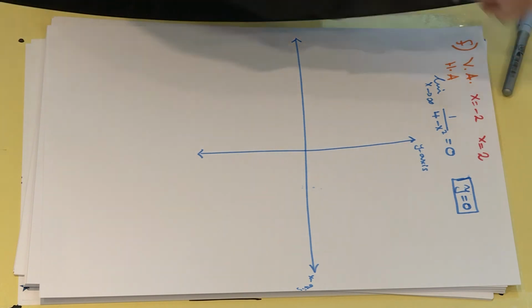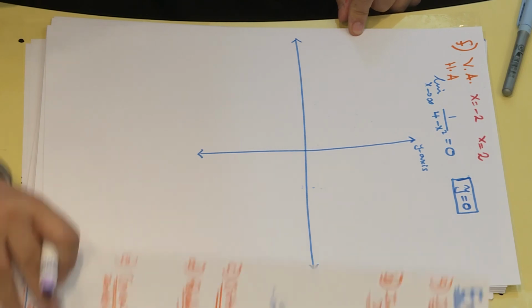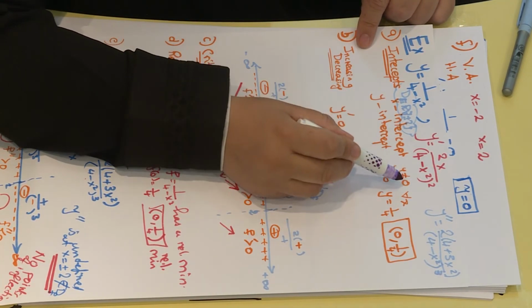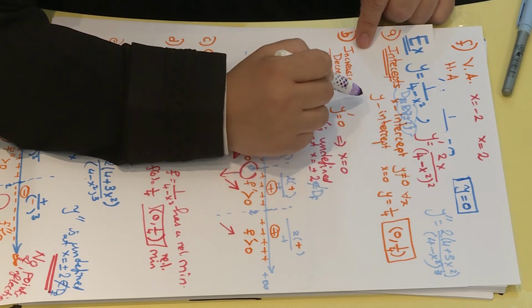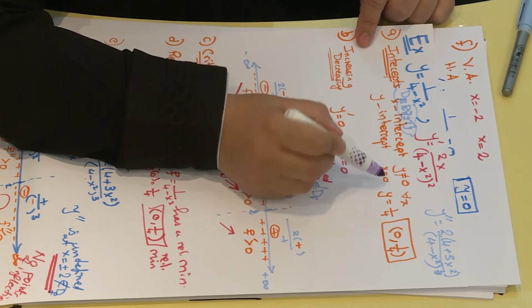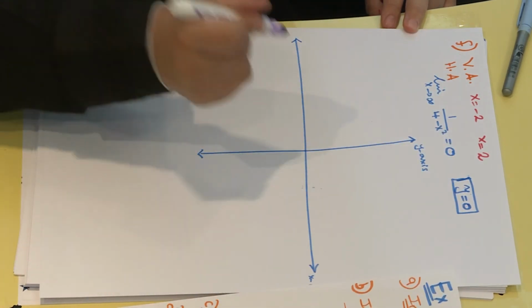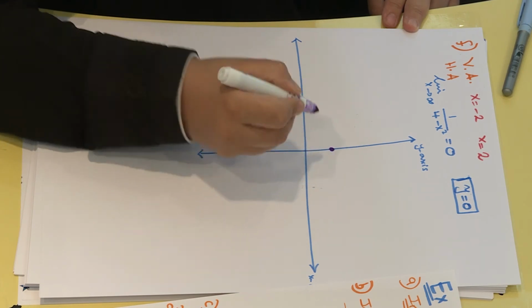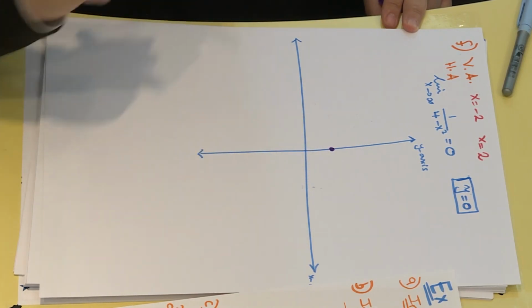So did we have any x-intercept? We said no. There are no x-intercepts. The curve is not cutting the x-axis. What about the y-intercept? We have (0, 1/4). So if we go up, this is (0, 1/4). If we put it here, this is (0, 1/4).